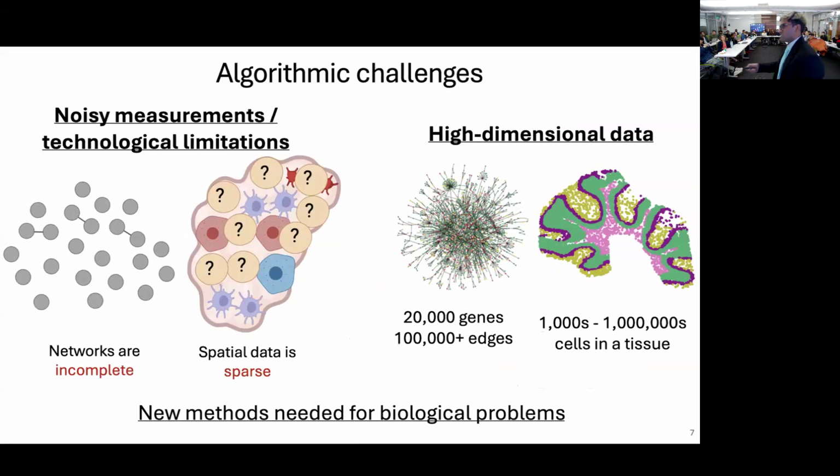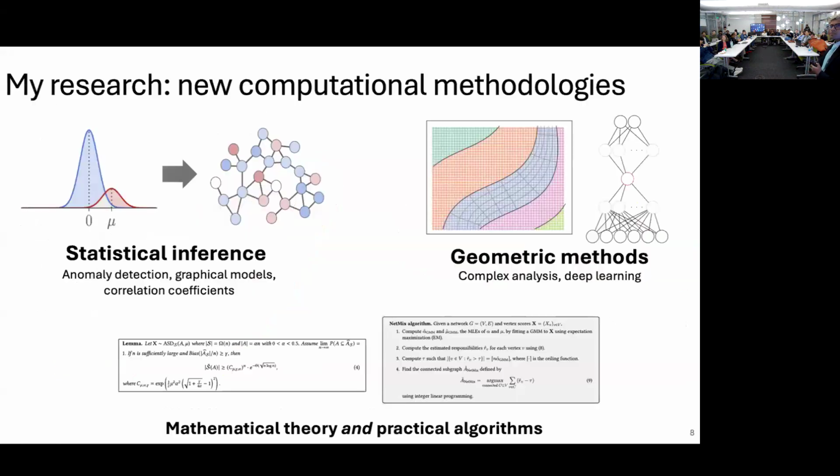And moreover, I've shown you these very nice pictures, but in real data, we often have very large and high-dimensional datasets. For example, networks of genes and proteins have tens of thousands of nodes with hundreds of thousands to millions of edges. And inside tissues, you can have thousands to even millions of individual cells. And so because of these limitations, oftentimes existing computational frameworks don't map on very neatly to biological problems. And so you need new computational methods for biology.